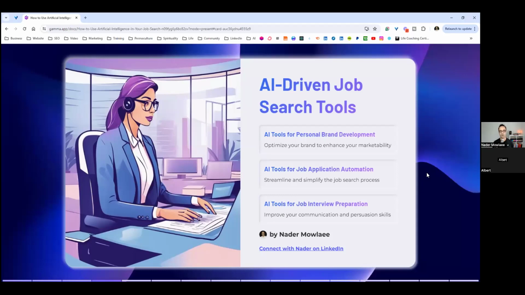And thirdly, we'll tap into job search preparation, job interview preparation, job interview practice, so that you have the opportunity through practice to improve your communication and persuasion skills. Cool. That's the agenda for today.